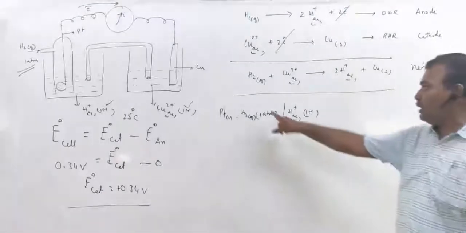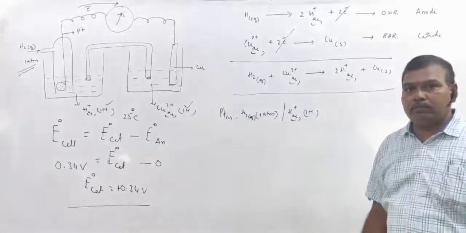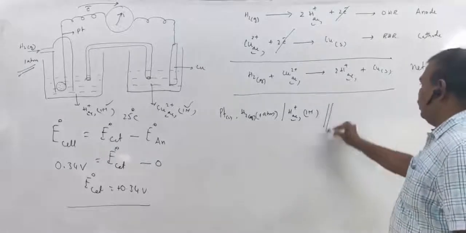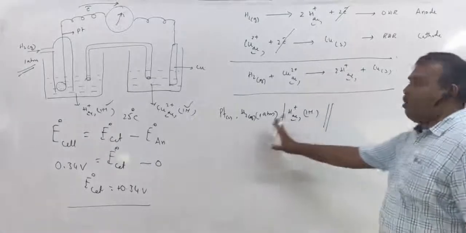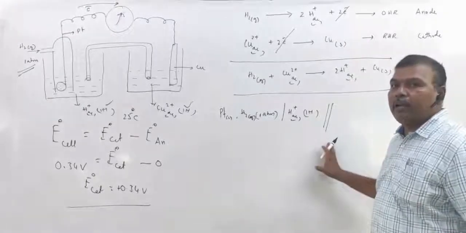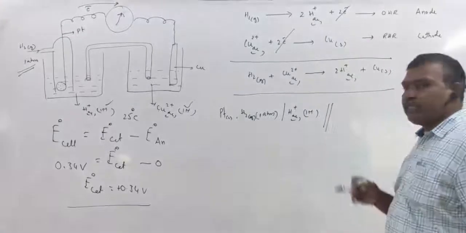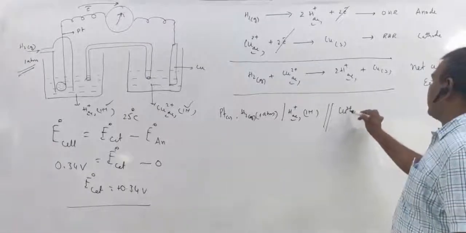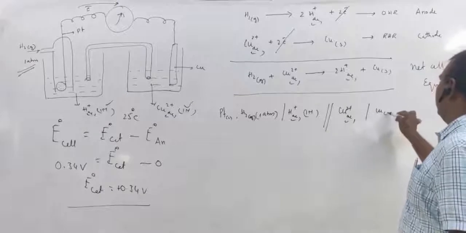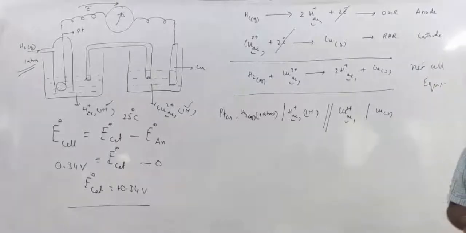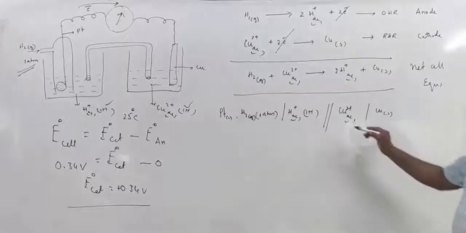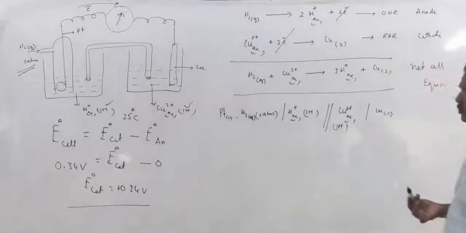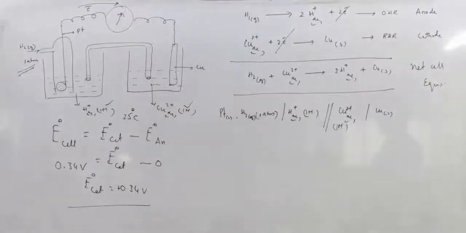The anode undergoes oxidation, so 0 to plus 1. Next, the anode half cell and cathode half cell are separated by two vertical lines, which represent what? The salt bridge. So, Cu2+ ions in the solution, Cu solid, 1 molar. This is the way of representing a galvanic cell that we studied in the previous lecture. Understood this?